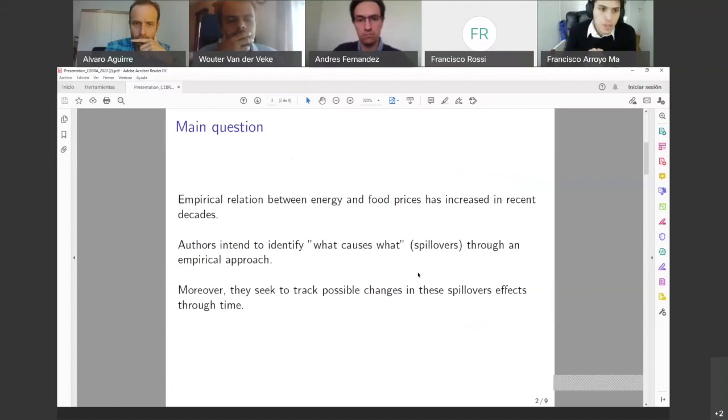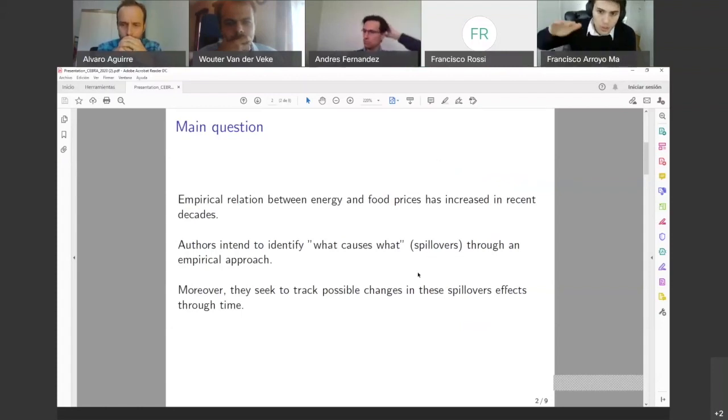All right, so the way I see it, the paper grabs an interesting topic, which is this empirical relationship between energy and food prices. We see through different moments, say correlation, for example, that this empirical relation has changed, especially in the past decades.